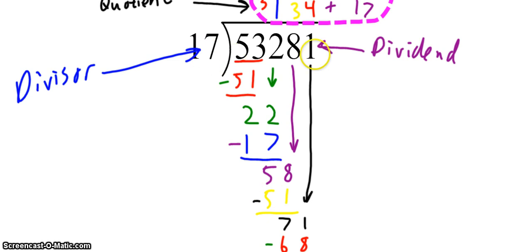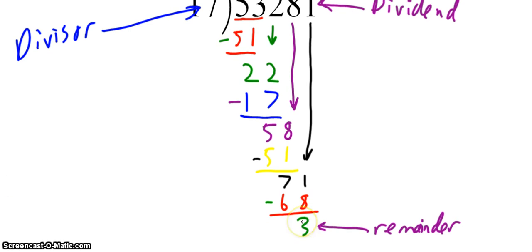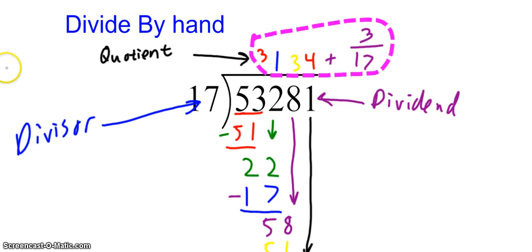7 does not divide by 17, so I bring down the 1. 71 divided by 17 is 4. 4 times 17 is 68. Now I subtract, and I get 3. I can't bring anything else down, so this is my remainder because 3 does not divide by 17. So I write my answer as 3,134 plus 3/17. I do not write remainder 3. We are big children now. We use plus 3/17. Questions on that?